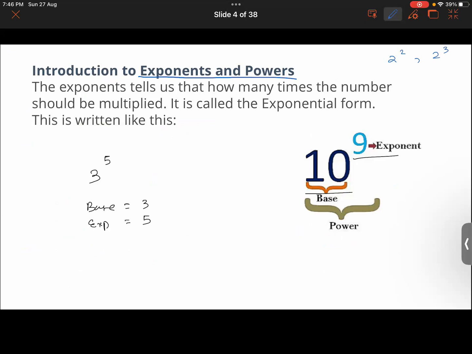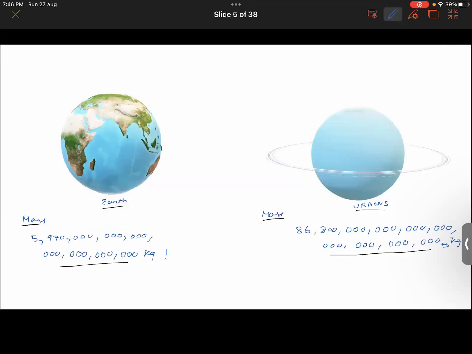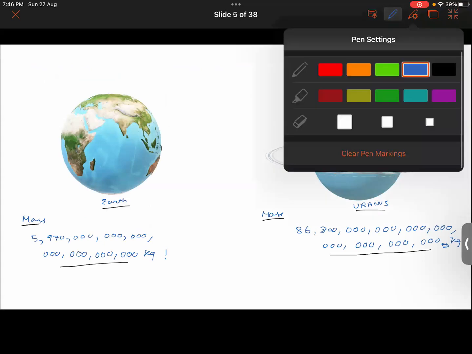If you have a number 3 raised to the power 5, it will have two parts. One will be the base, another one will be the exponent. So this number 3 here is the base, and the power to which it has been raised is called its exponent. Then comes the question: what is the need to study exponents?